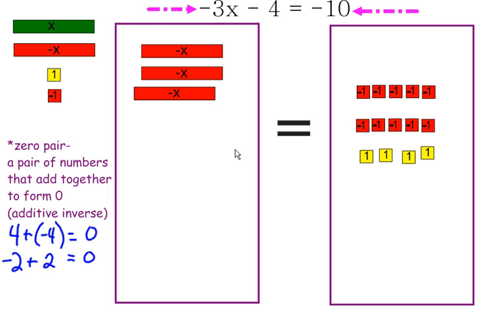Now the same thing is going to happen on the other side, that 1 and negative 1, those two things together become 0. And here's another zero pair, and another zero pair, and one final zero pair, where a negative 1 and a 1 join together to make 0. So now here's what's left on my equation. I have negative 3x equals, and if I count over here, it looks like I have 1, 2, 3, 4, 5, 6. It equals negative 6.